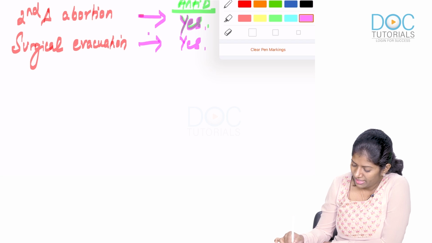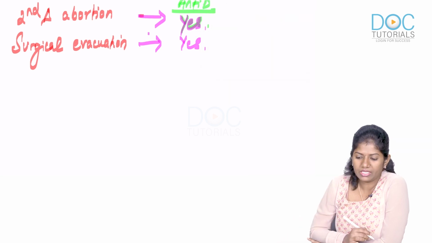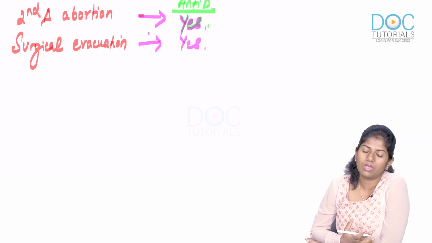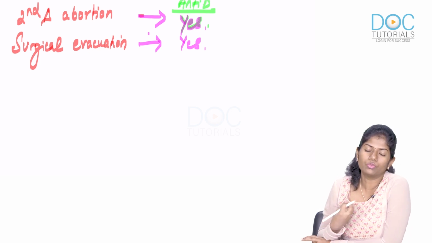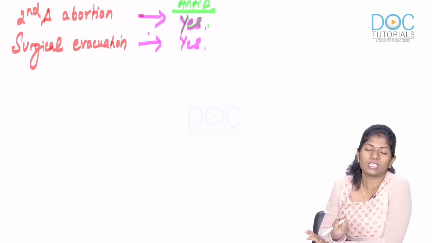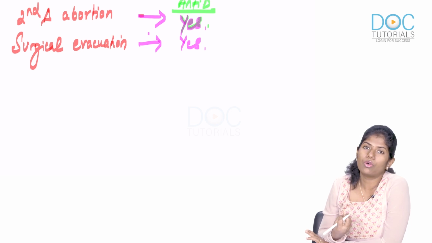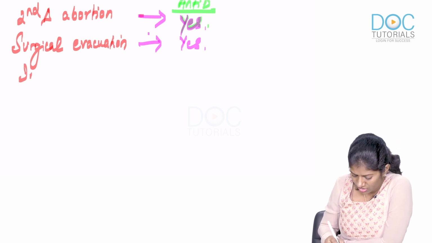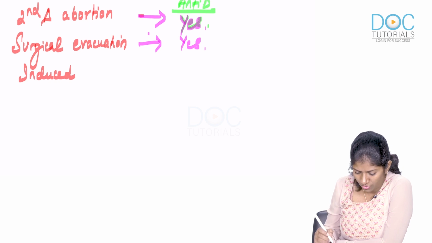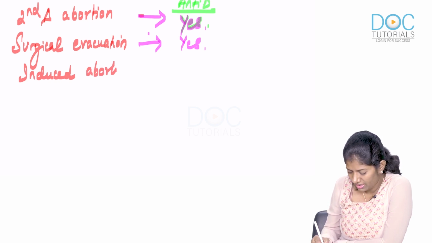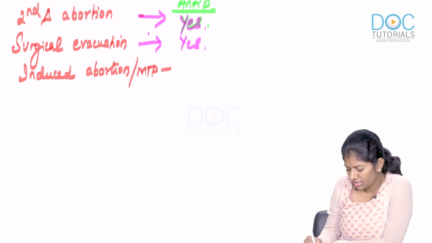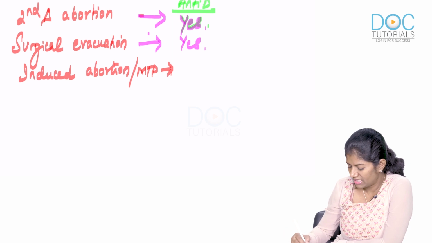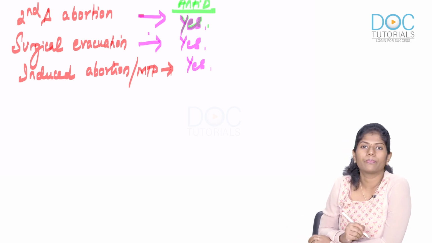Next is medical termination of pregnancy, medical evacuation, say for incomplete abortion. Either you gave her tablet misoprostol or prostaglandin for incomplete abortion, or you used medical methods for medical termination of pregnancy. It was an induced abortion, okay. So for all induced abortion, or in other words MTP, yes, anti-D has to be given, okay.